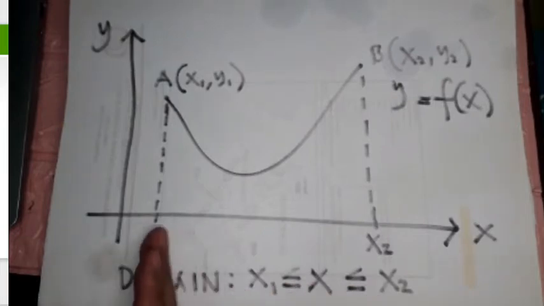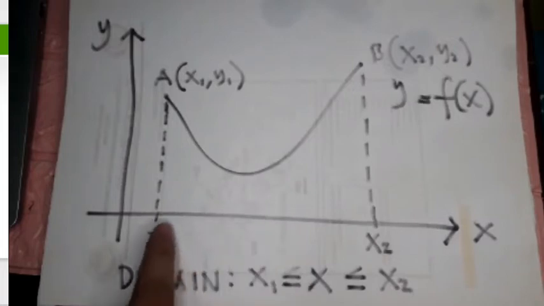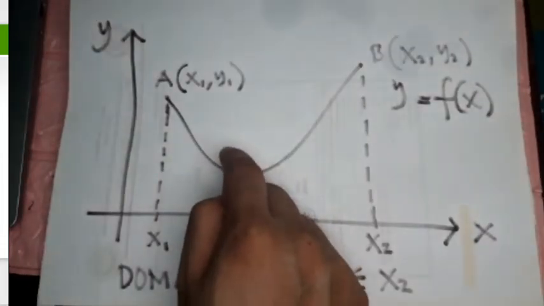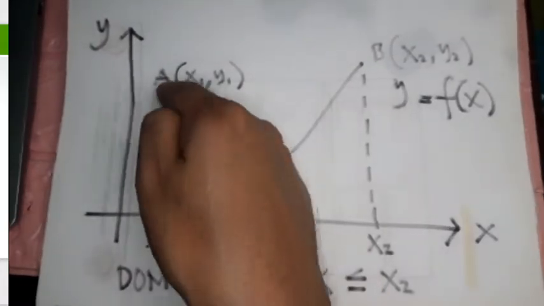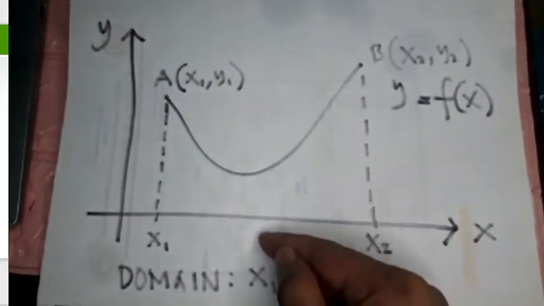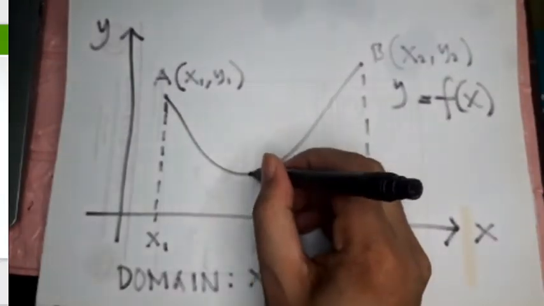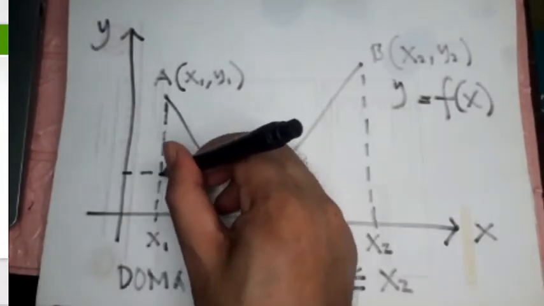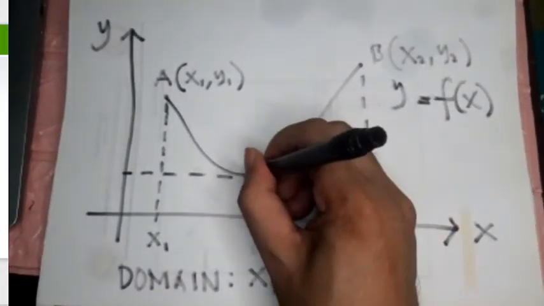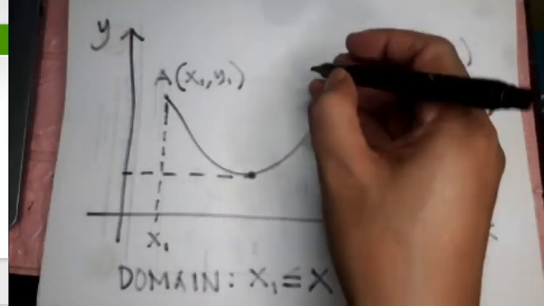It is the value of x for which it is valid, meaning we can find the solution for the value of y. So if we plug in the value of x, we can find the value of y. So what about y? If we are looking at the y, this is the minimum value of y.